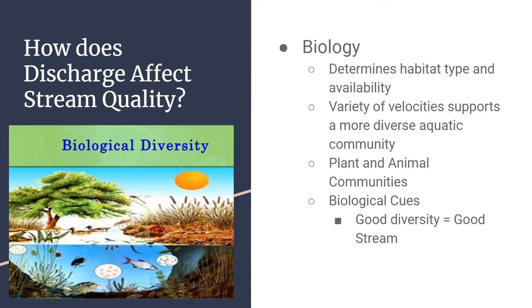Plant and animal communities living together, once again, need a variety of these things. Biological cues, good diversity equals a good stream. So if you find multiple different types of fish, lots of different types of insects, plants, that means it's supporting a plethora of organisms, which means there's lots of nutrients, lots of good chemicals there that are not hurting or inhibiting the growth of the habitat. If it was limited to one or two things, then that's when you need to get concerned, because that means a lot of things are not able to survive in that habitat for whatever reason. Maybe it's poor oxygen. Maybe it's a chemical contamination and only the hardiest organisms can live there.